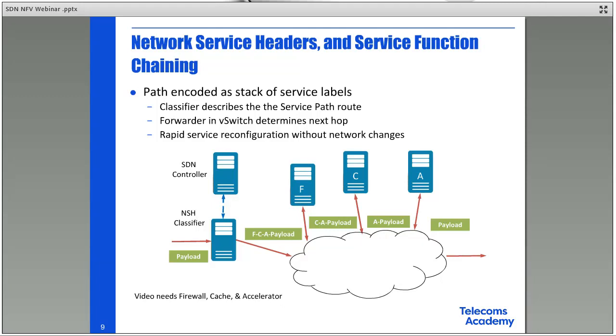So when some traffic comes into the edge of the network here, it goes into a classifier, and the payload says, okay, what kind of flow is this? If it detects it's a video flow, for example, that flow might need to go through a firewall, a cache, and say a video accelerator. So the traffic goes off into a network, typically a LAN, and goes to the firewall application, then to the cache application, then to the accelerator application before it pops out the other end.